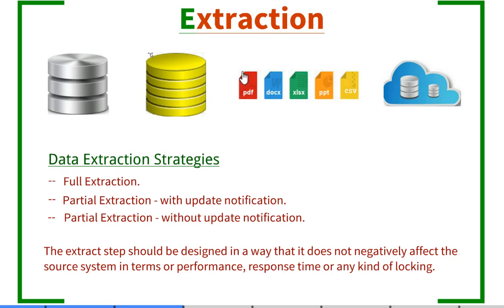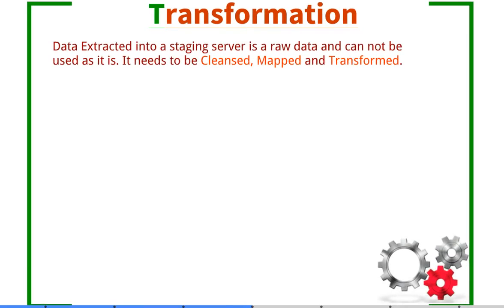So let's move on to the next phase, which is the transformation phase. The data extracted into the staging server from the source system is in a raw format, and we cannot use the data as it is. It has to be cleansed, mapped as per the requirement and transformed before it is finally ready for loading into a data warehouse. So at this stage, all the transformations, all the cleansing and all the mappings happen.